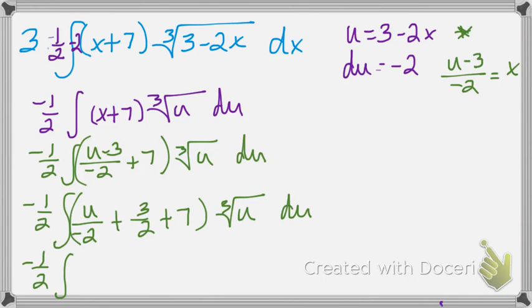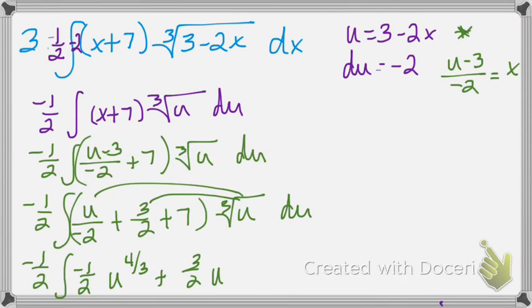Alright, u over negative 2 times the cube root of u. That would be adding the exponents, 1 plus 1/3. So I'm just going to bring out the negative 1/2 and make it u to the 4/3. So that was that times that. And now I'm going to do this one times this one, so that would be 3 halves, no u to go with it, so u to the 1/3. You could go ahead and add the 3 halves and the 7 if you want to make it easier. 17 halves. So that's just 17 halves right there, and then multiplying by the u to the 1/3.